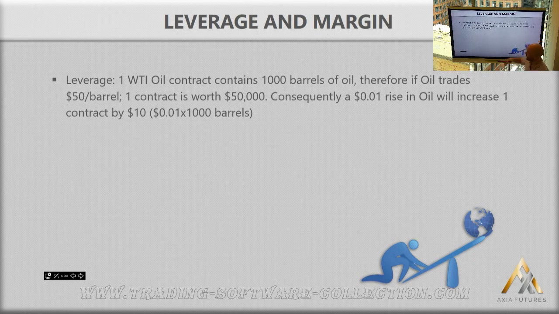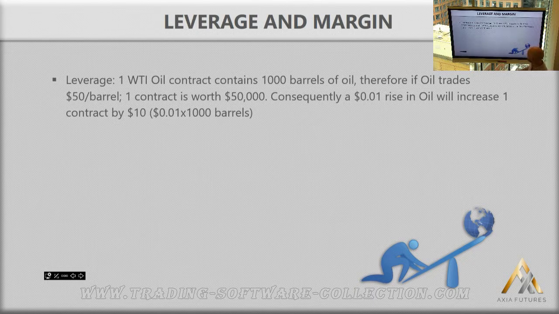So use the example of oil. I think this is probably the easiest example to use. Effectively, one contract gives you 1,000 barrels of oil. So every contract you buy, you've got effectively control over 1,000 barrels of oil, which is 42,000 gallons, if you needed to know that. That's what the contract spec says.